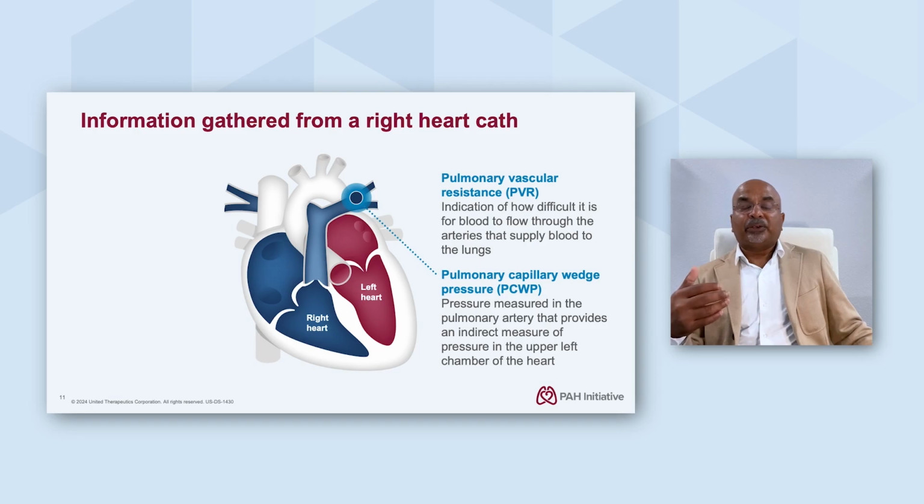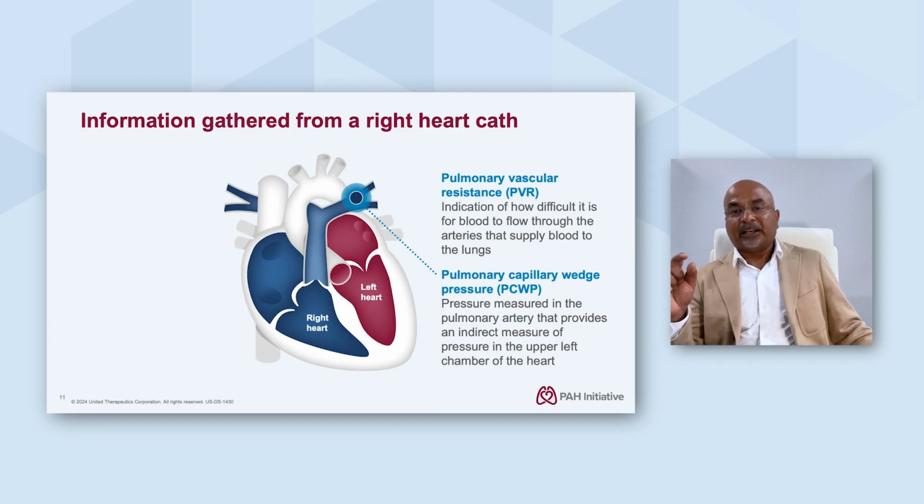So we need to get an idea as to what is the total output of the heart. And the pulmonary capillary wedge pressure is that particular measure that gives us an idea about this filling pressure on the left side of the heart. This is measured when they do the catheterization.